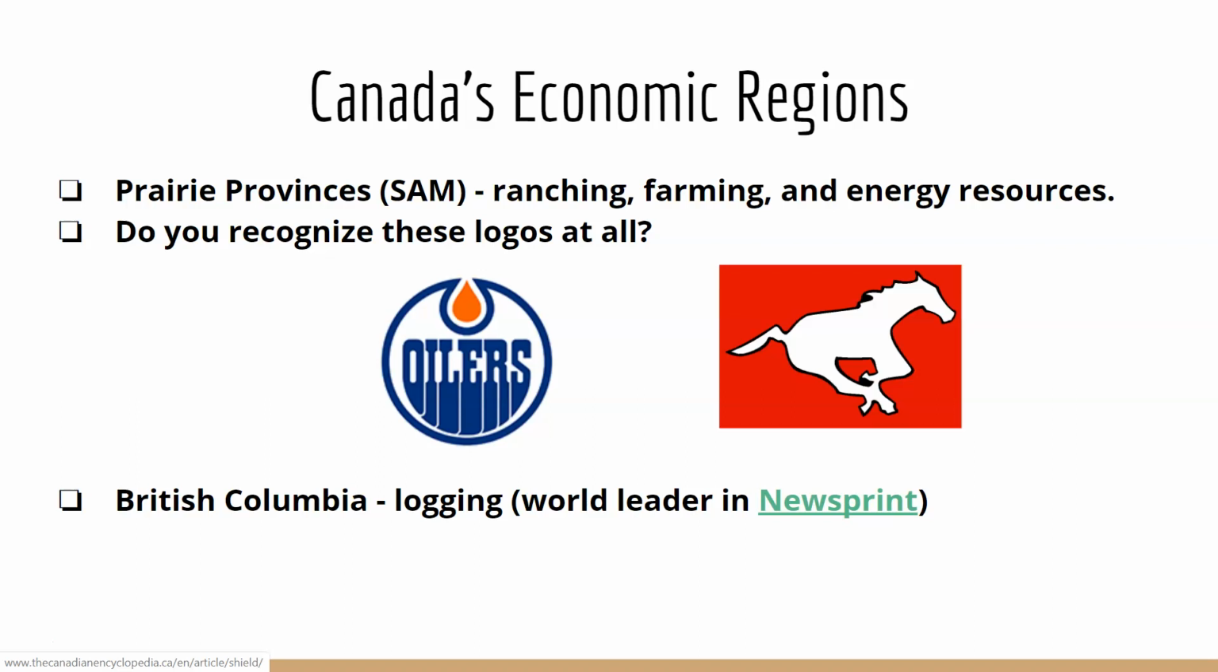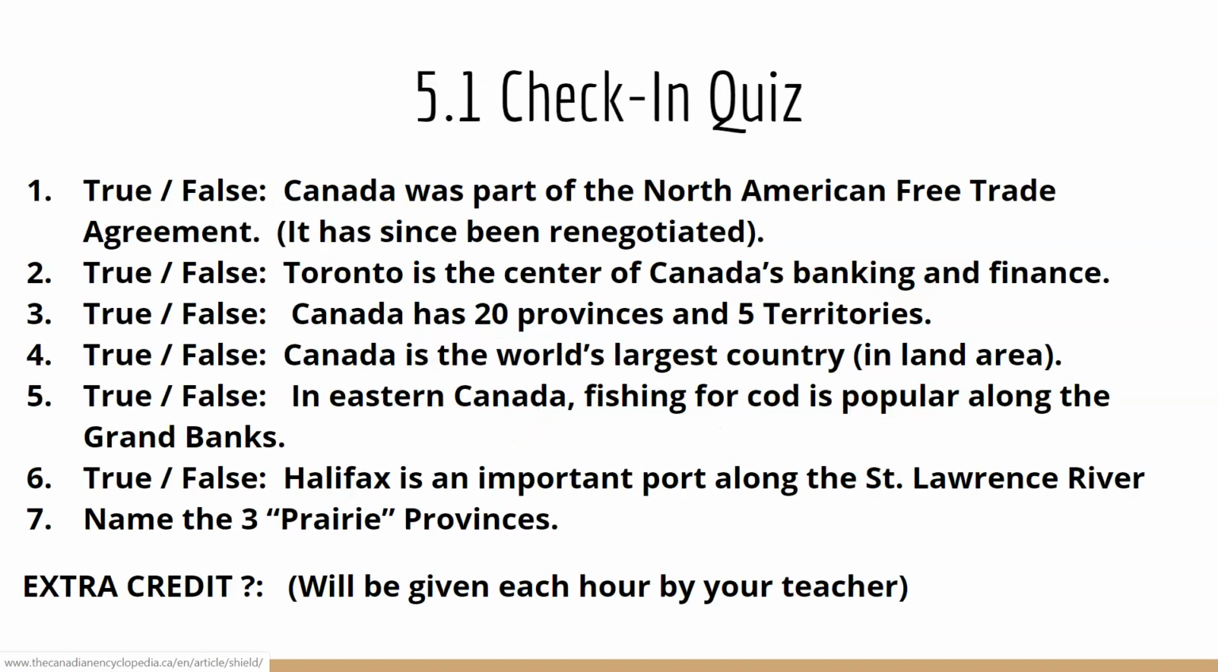The prairie provinces also have a lot of ranching and a lot of farming. They're also very rich in energy sources, including oil. There's a couple of logos here. See if you can figure out what these are from. We'll talk a little bit more about these two sports in our next video. British Columbia is also very well known for its logging. It's one of the world leaders in newsprint and offering those resources to places around the world.